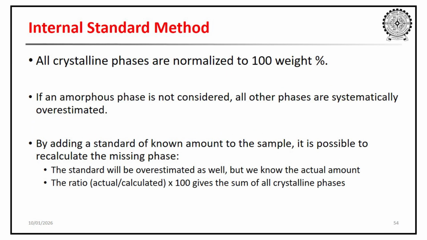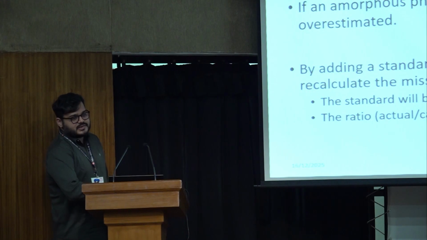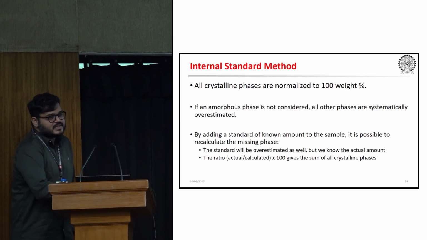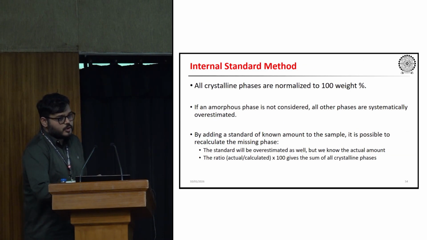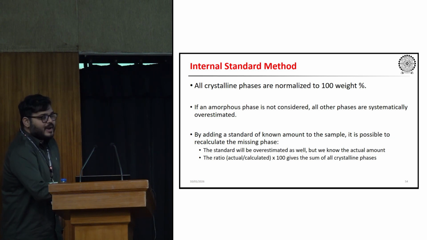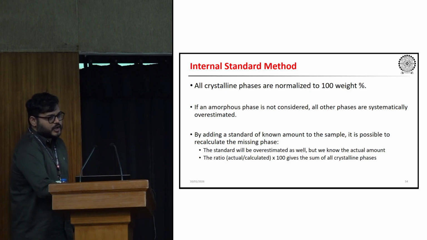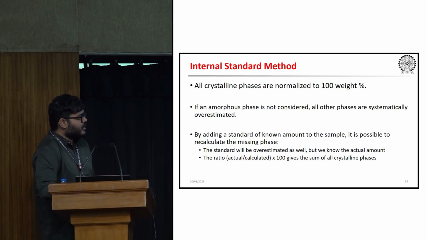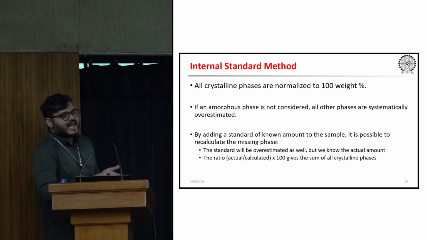For the internal standard method, all your crystalline phases are going to be normalized to 100% weightage. So if the amorphous phase is not considered, all the other crystalline phases present in the system are going to be overestimated, right? By adding a standard of known material, for example, you can add 20% rutile or 20% corundum to the sample, it is possible to recalculate the amorphous content. The standard will be overestimated, but we actually know the actual quantity we are adding. So we can back calculate to figure out what the amorphous content is.